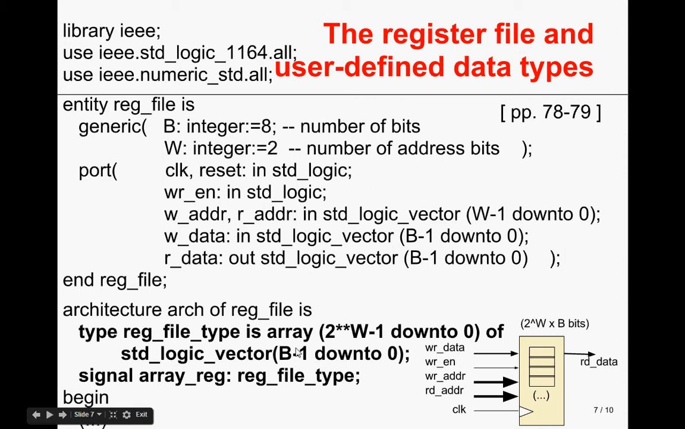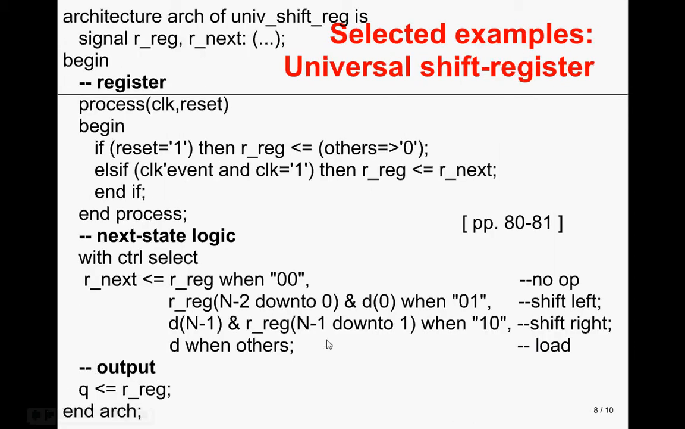So we have just defined a new user-defined data type, which we have called register file type, and since we have defined it, we can now use it by declaring a signal called array register, which is of the register file type that has just been created and which will correspond to this structure. You may check this example on pages 78 and 79, as I said, but the important thing to note is that it introduces the creation of user-defined data types, which we will use whenever we design finite state machines.